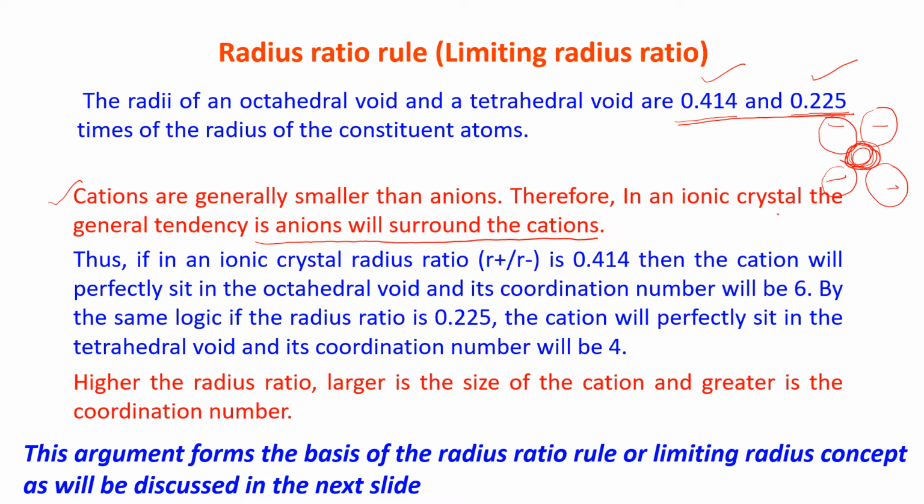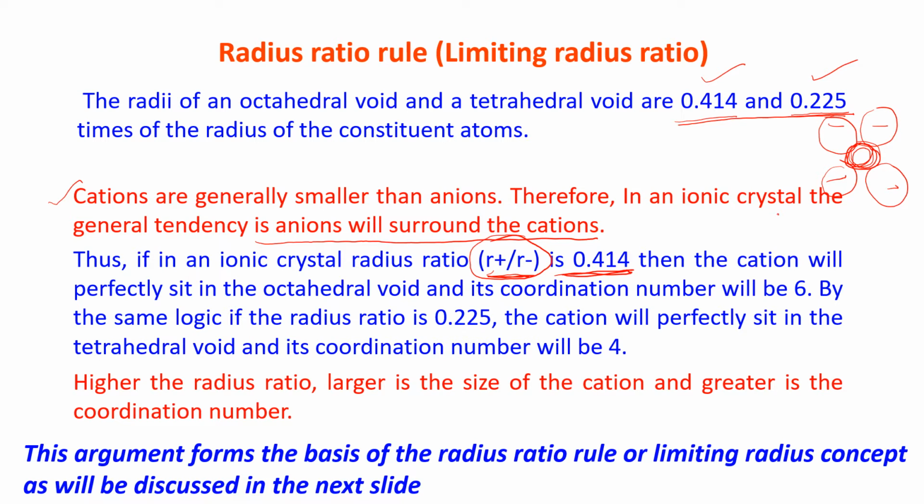Thus, in an ionic crystal, if the radius ratio R plus by R minus is 0.414, then the cation will perfectly sit in the octahedral void, because 0.414 is the exact void space for the octahedral void. But there is a range, I am coming to that. And as it is octahedral, its coordination number will be 6.